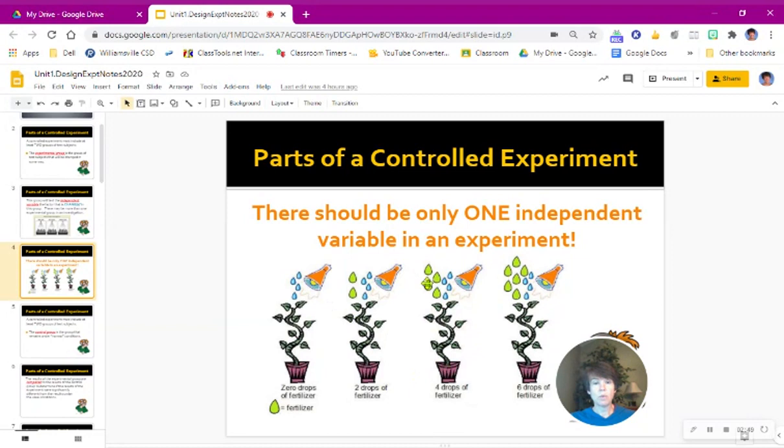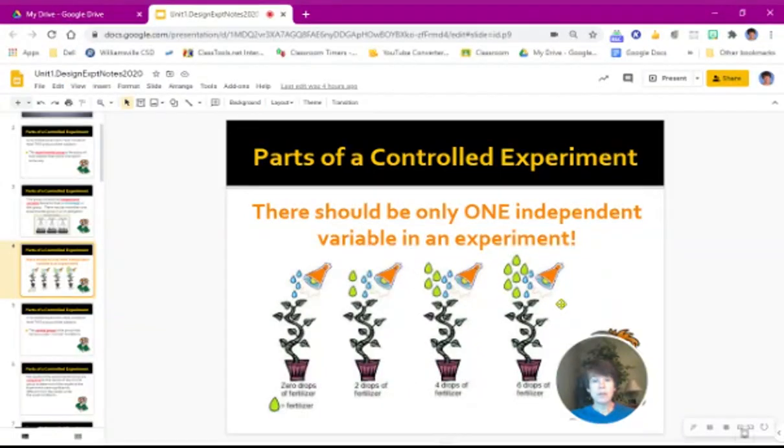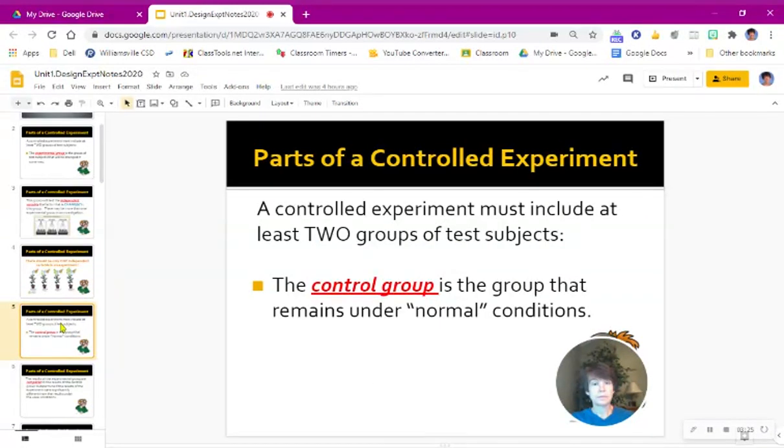For example, in this picture, we see there's 2 drops of fertilizer. This one has 4, and this one has 6. So the only thing we're changing is the amount of fertilizer being added to each of these experimental groups. In the ants can count experiment, the factor that we were changing was the length of the legs of the ants. And so there was only one independent variable. We had 2 experimental groups, and the thing that we were changing was the length of the legs.